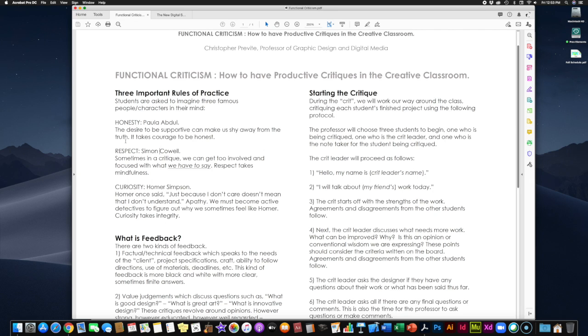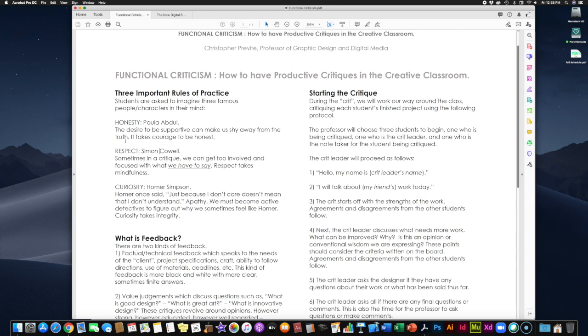Paula Abdul on the show was always very supportive, always had nice things to say about everybody's singing. No matter what they did, they were fabulous. They did a great job. That's good. It's nice to be supportive. You want to be supportive and helpful. But if all you're doing is saying nice things and not honestly critiquing anything, then you're not really being very helpful. You're just being positive in a way that, while it's supportive, doesn't really help somebody improve their work. So you want to shy away from that.